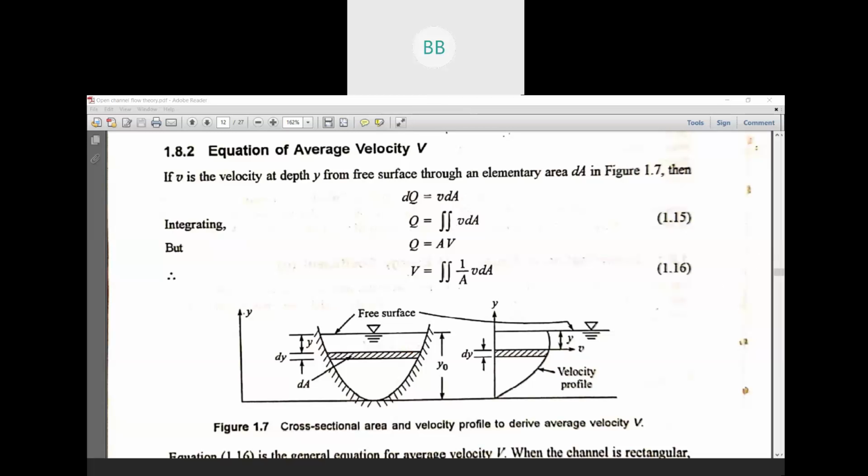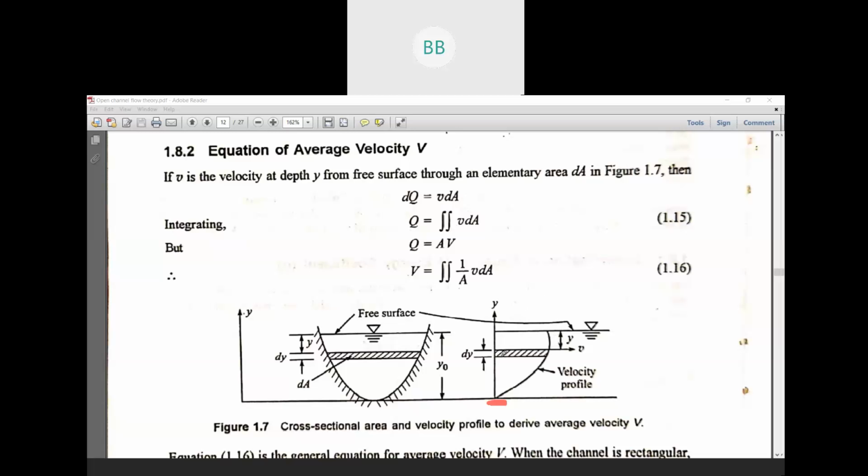So the maximum depth is y naught, and this is the velocity profile that we have already discussed. Here this is the bottom of the channel. Though we consider the velocity zero here, practically we have some velocity, but it is very difficult to find at the bottom of the channel, so we consider it to be zero. Then when we move towards the free surface it increases, and because of the interaction between the air and the water, we have a decrease of velocity at the surface.